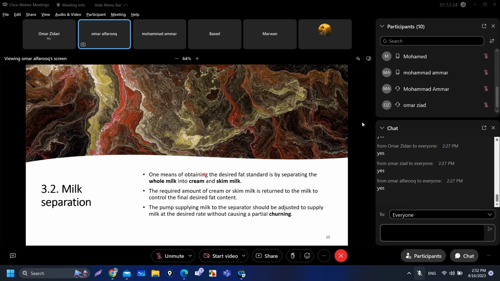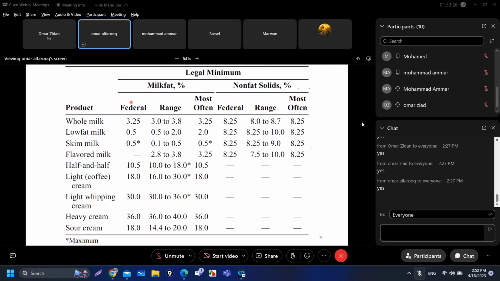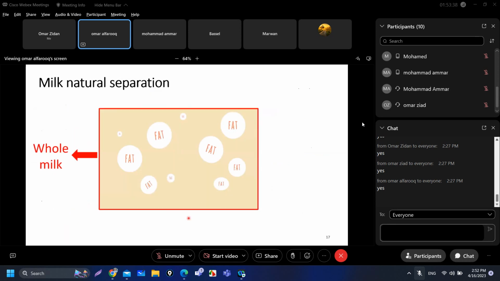Okay. Now this is just to show you the fat content of different dairy products: whole milk, low fat milk. This is the range of the milk fat. Okay, sour cream, heavy cream. Okay, now the separation process can be done naturally.